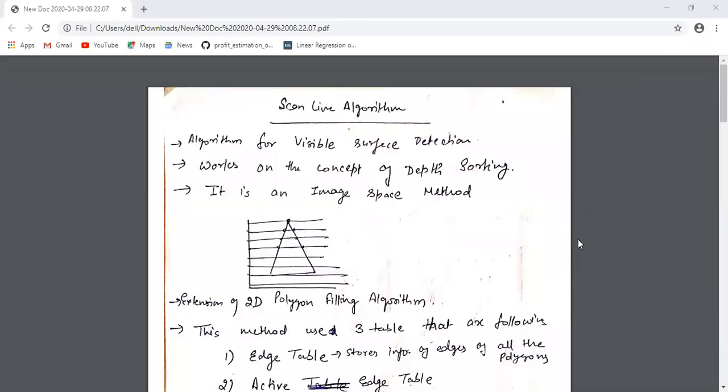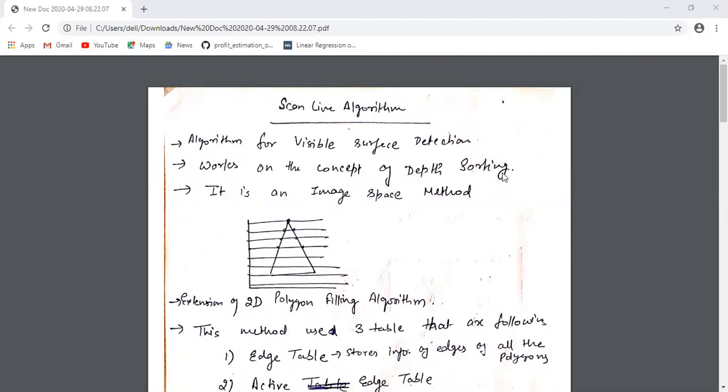Hello everyone. Our next algorithm for visual surface detection is the scanline algorithm. This algorithm is also used to detect the visible surfaces, and it works on the concept of depth sorting.